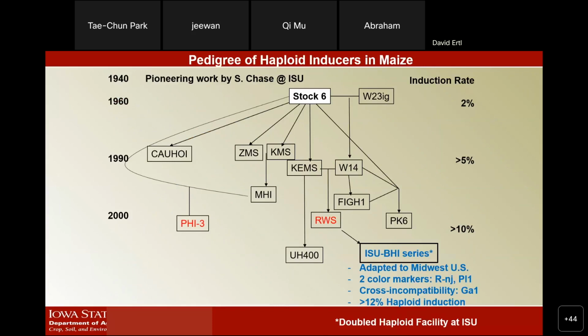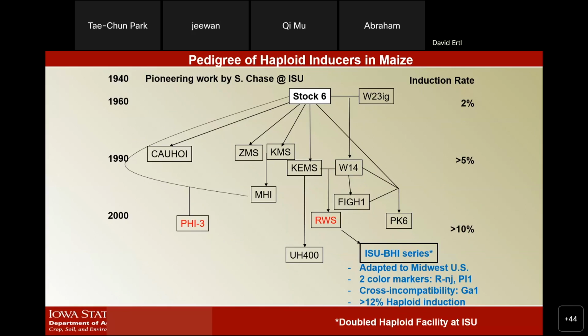Inducer development has some history. As I mentioned, it started by Sherrod Chase in the 1940s, but the first inducer first became available in the early 1960s by Ed Coe from Missouri. And that stock 6 is really the ancestor of all modern inducers. This is only a portion of inducers that is available globally. There are many more today in all regions of the world.